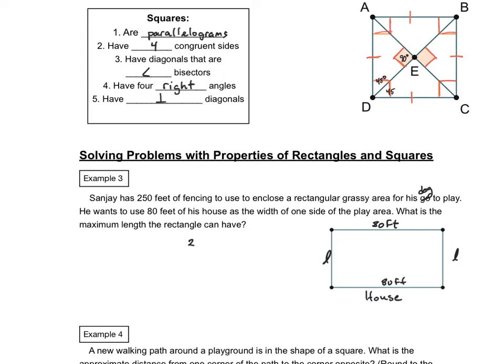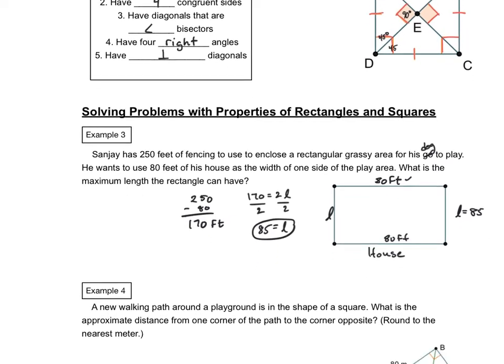So if I start off with 250 feet of fencing and I subtract this 80 feet, that's going to leave behind 170 feet of fencing. And I have the opportunity to use two lengths of that. So 170 equals two lengths, divided by 2, and I know that one length is going to be 85 feet. And there you go. I was able to make some determinations based on the properties of rectangles.